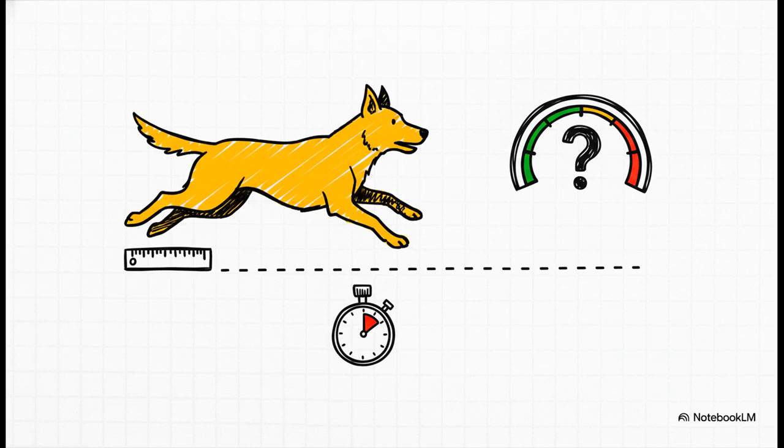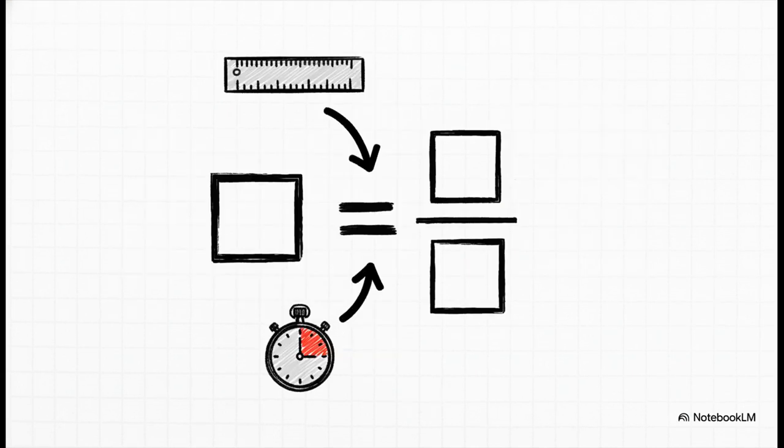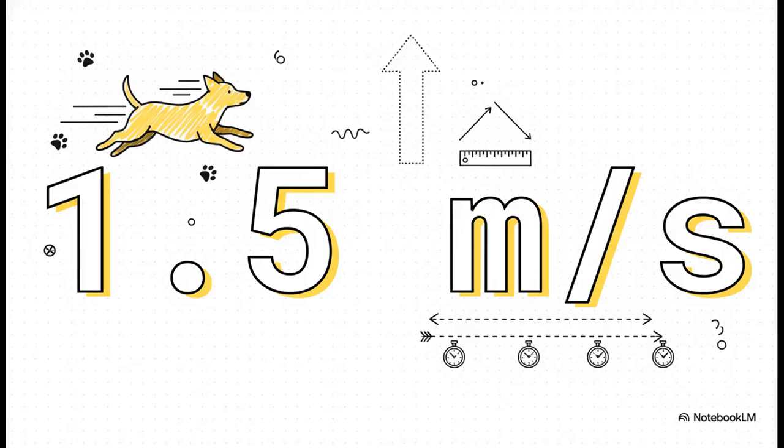That's it. All right, let's make this real with a quick example. Picture a dog running around having a great time. It covers 43 meters in about 28 seconds. So, what's its average speed? We just need to take those numbers and pop them right into our formula. The distance, 43 meters, goes on top. And the time, 28 seconds, goes on the bottom. You do the simple division, and there you have it, 1.5 meters per second. That's how fast our dog was moving, on average.